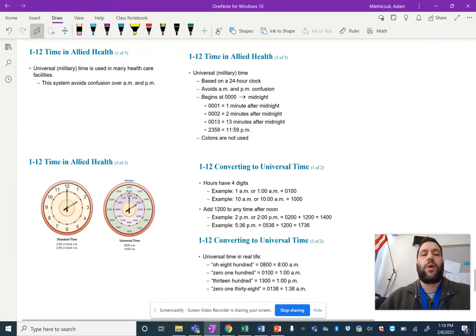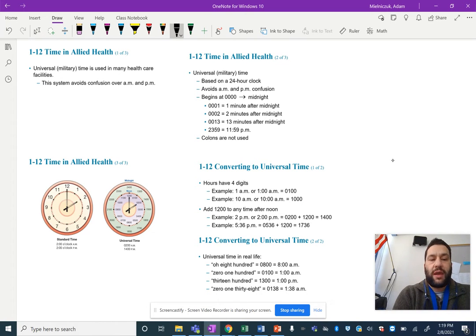All right, the last thing we want to talk about in this unit is how we read time in the allied health field. In this field, we use universal or military time to avoid confusion over AM and PM. So, universal or military time is based on a 24-hour clock. It avoids AM and PM confusion. It begins at zero, which is midnight.